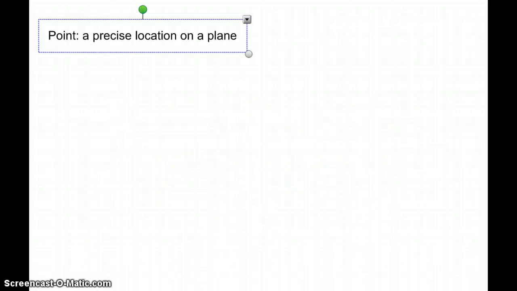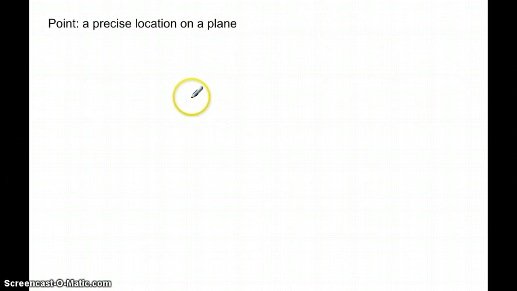A point is a precise location on a plane. We represent a point using a dot and name it with a capital letter. This would be the point A.